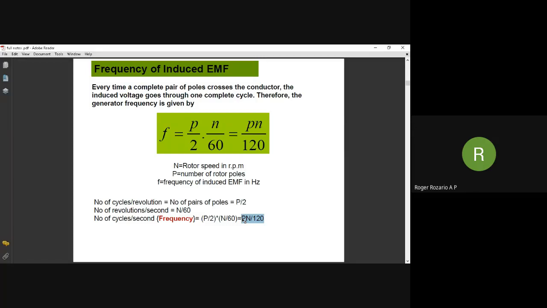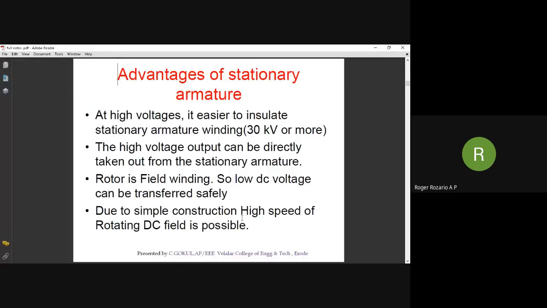So the frequency of the output voltage that we are going to tap out from the armature of an alternator will be F equal to Pn by 120. It depends on the number of poles and also the speed.